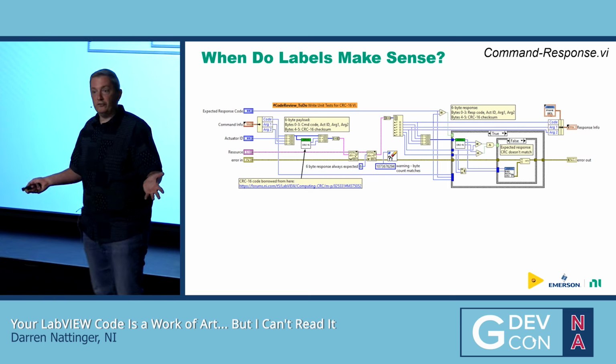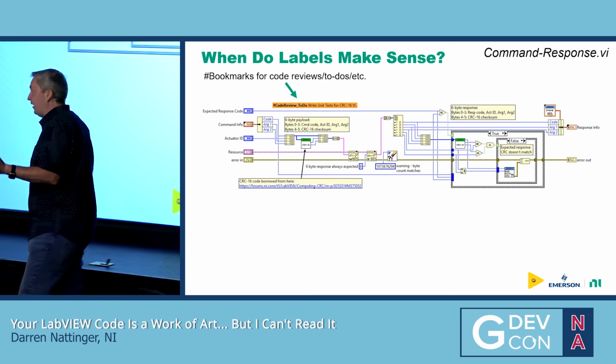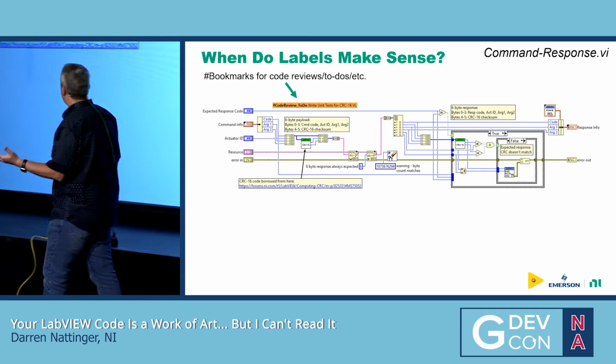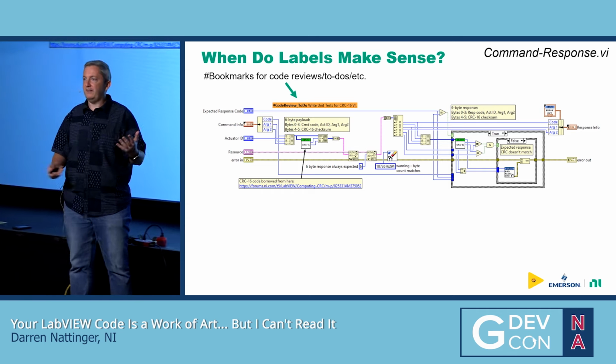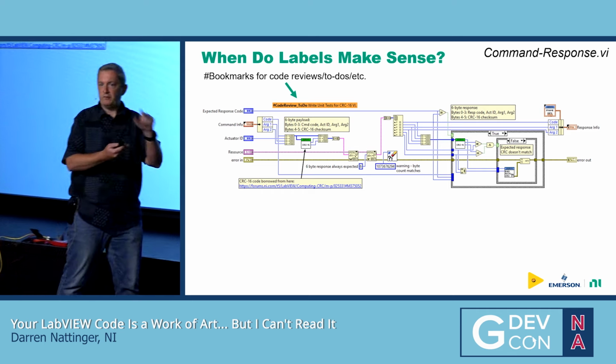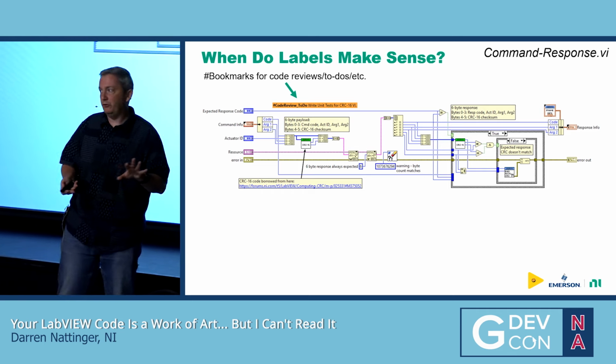Now, you do see that there are some free labels on this block diagram. I've got one that's a bookmark for me to add unit tests. When you do code reviews and stuff like that, free labels are good, especially with bookmarks. I love bookmarks for code reviews, they're great.